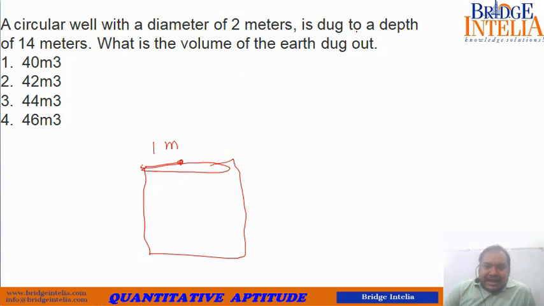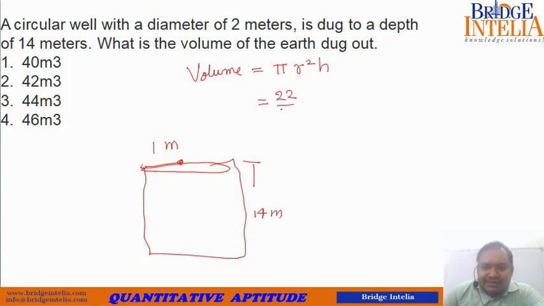And the depth means, technically speaking, the height of the cylinder is 14 meters. So what is the volume of the earth dug out? The volume of the earth dug out is actually the volume of the cylinder you are trying to form in the ground. So volume is equal to pi r square h. So pi is equal to 22 by 7 into r.